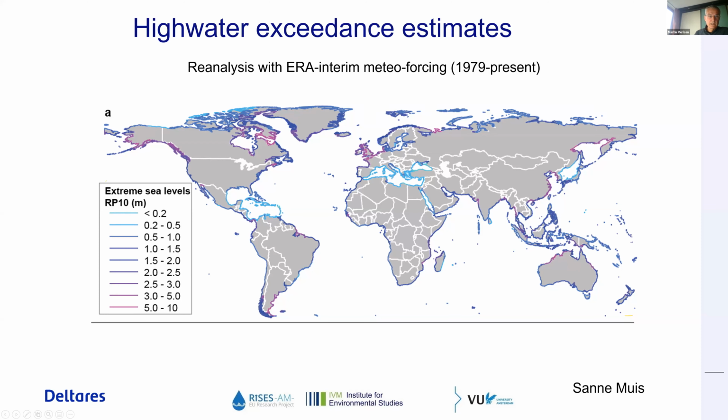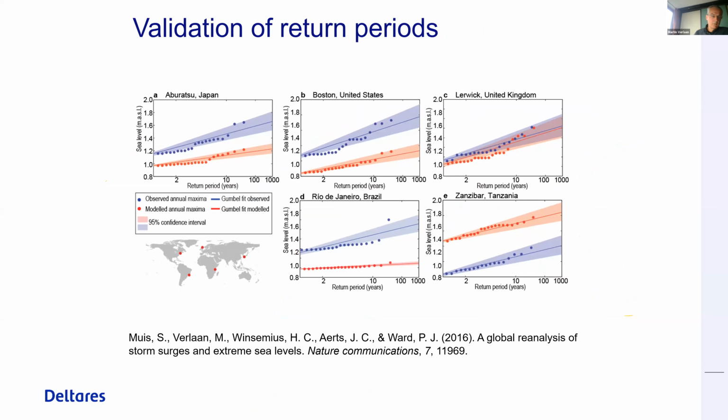To give you some idea, we picked some random points in space, and you can see the larger storms, both as they are available in the observations in blue and as they are available in the model in red, and the fits of the extreme value statistics. Yeah, these are annual maxima.